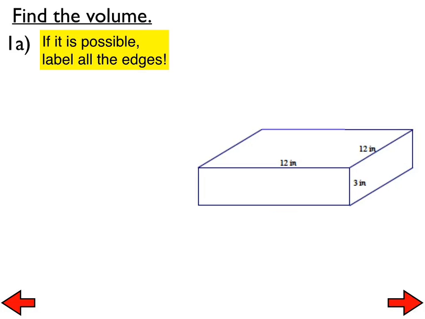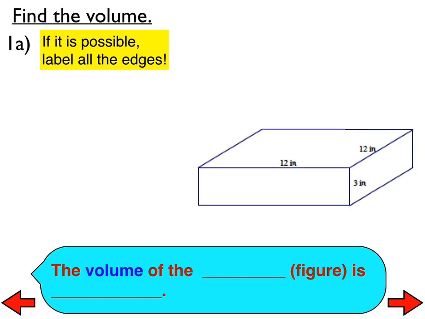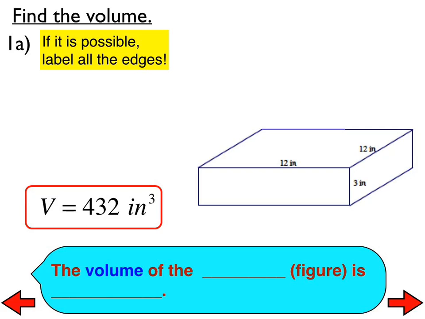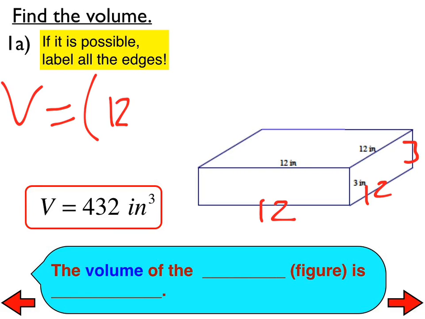So my advice to many of you is, if possible, label all the edges. I had already done that in red; I just took it off. But the volume of that square prism is 432 inches cubed, because we have 12 here and 3 here. That means the volume is the area of the base times the altitude, and that is 432 inches cubed.